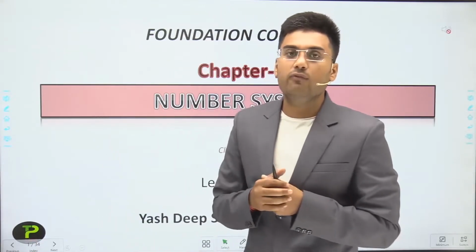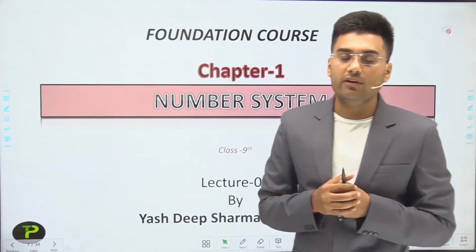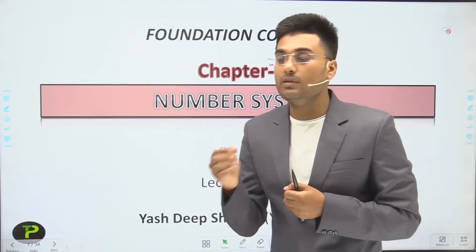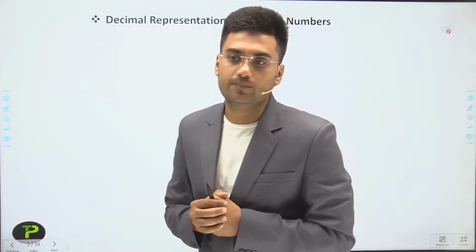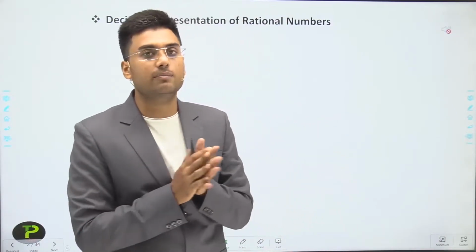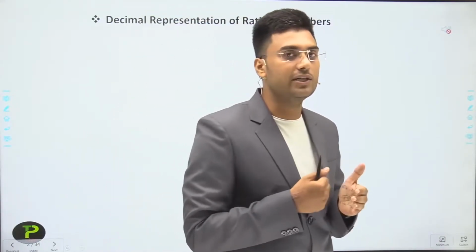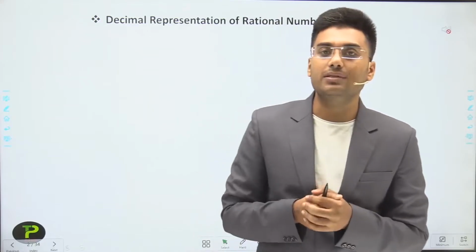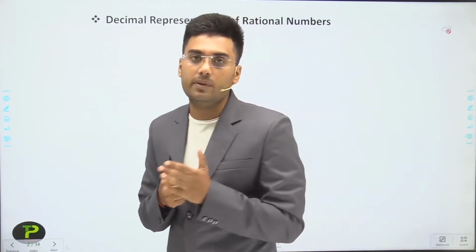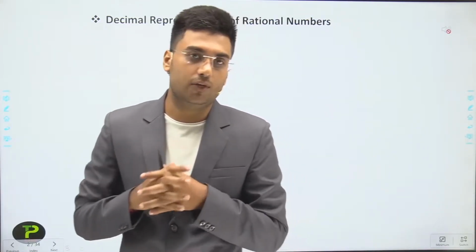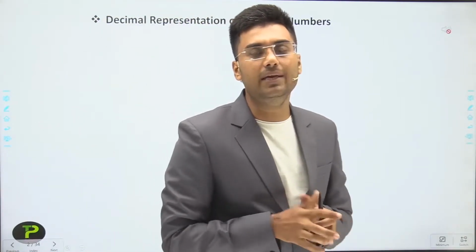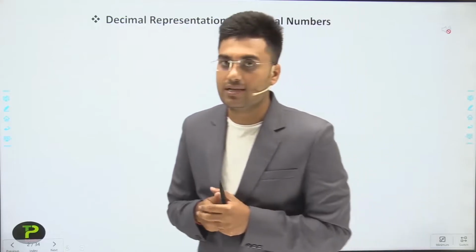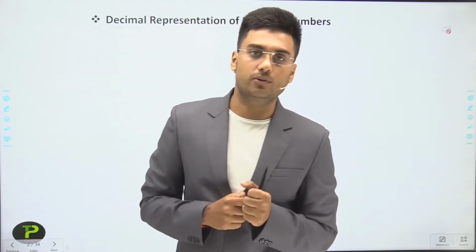So today we are going to start lecture 2, in which we discuss the decimal representation of a rational number. In last class we discussed rational numbers. What are rational numbers? Rational numbers are those numbers which can be represented in the form of p by q. And here what are p and q? P and q are integers and q should not be equal to 0.